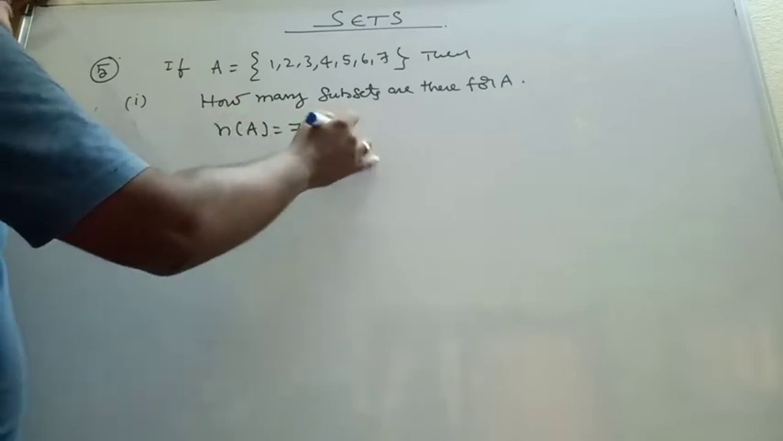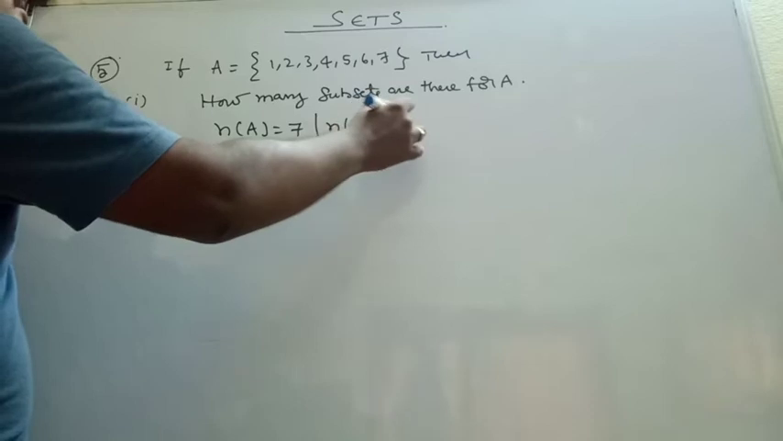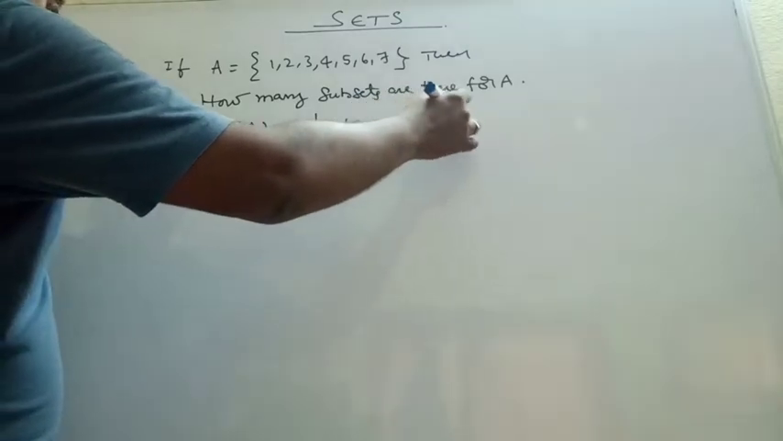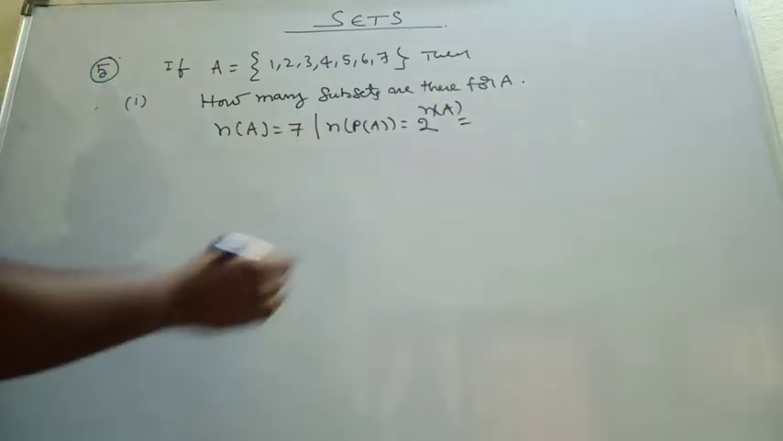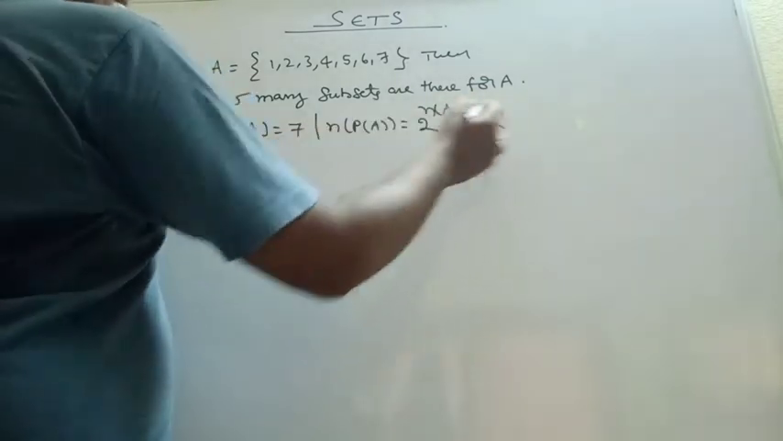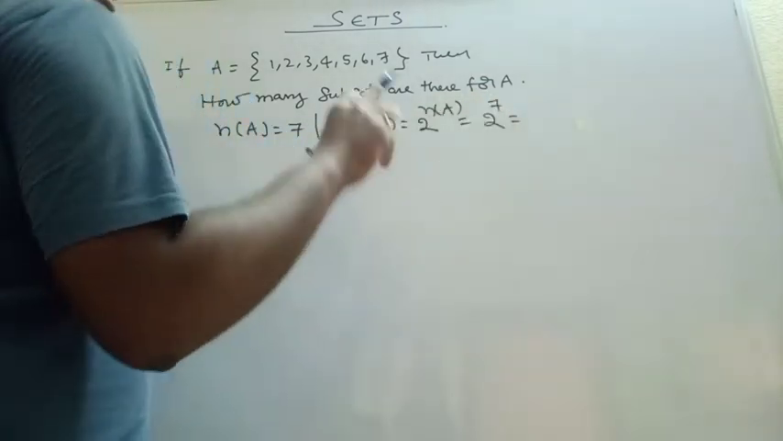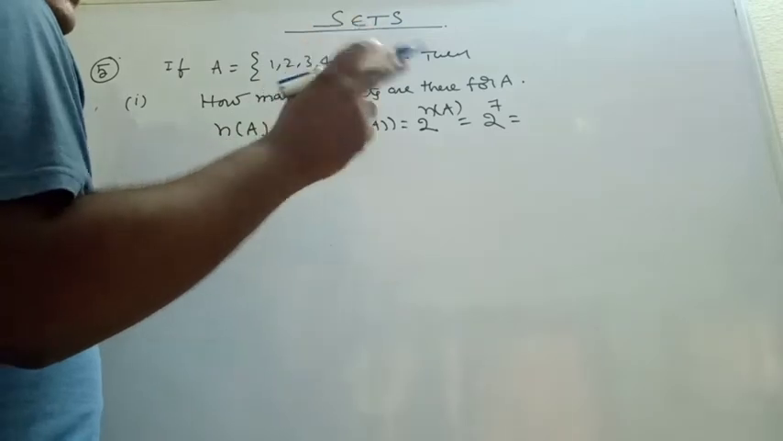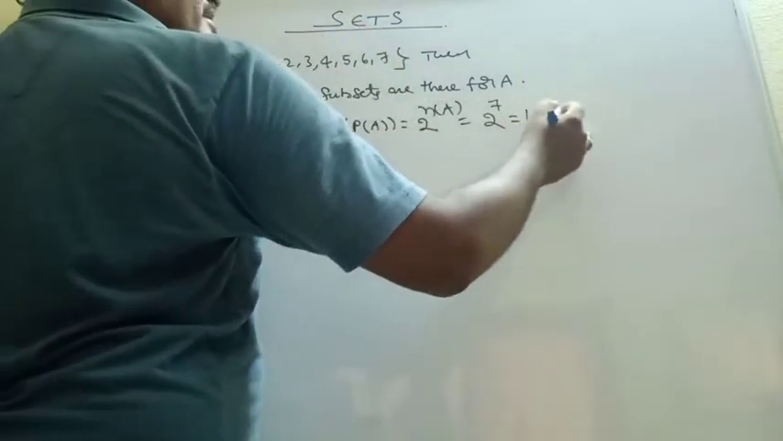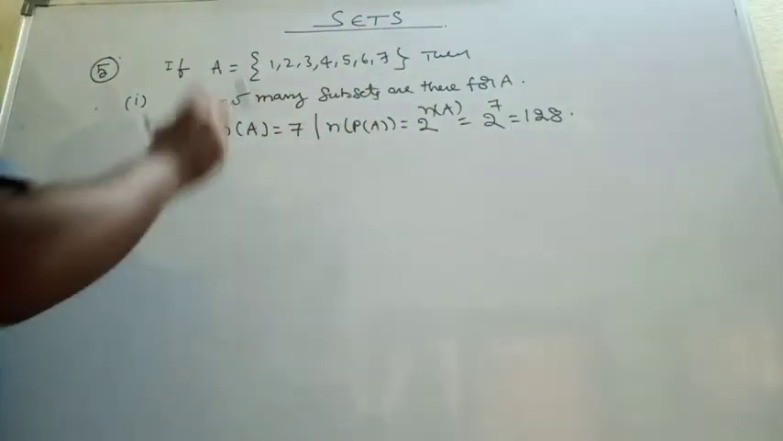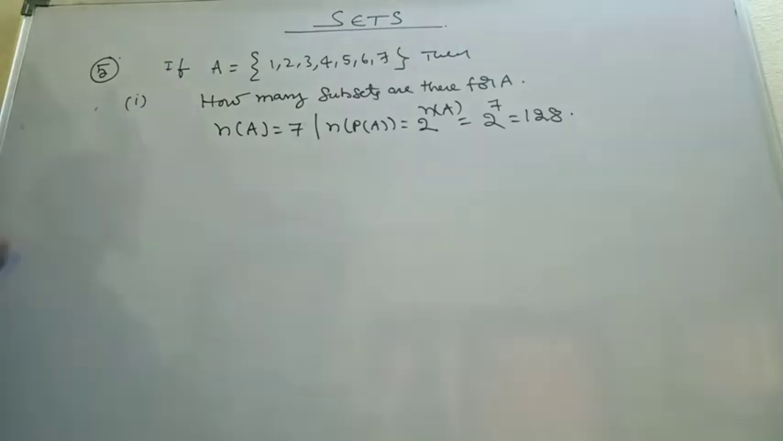Now n of P of A is equal to 2 power n of A. n of A is 7, therefore 2 power 7. 2 power 5 is 32, 2 power 6 is 64, and 128 subsets are there for A. This is the first subpart you have here.